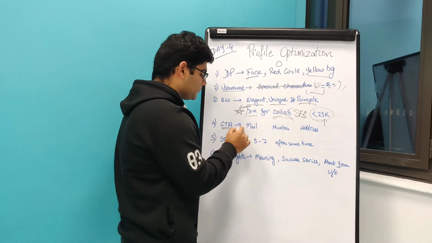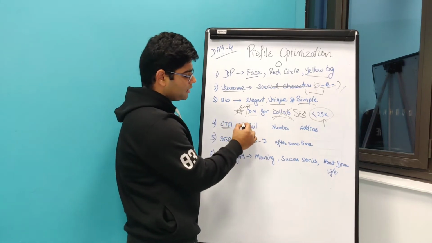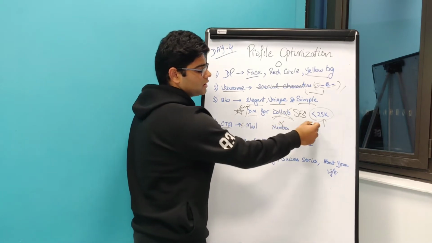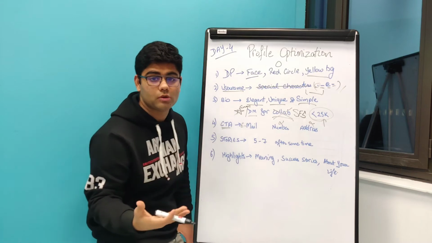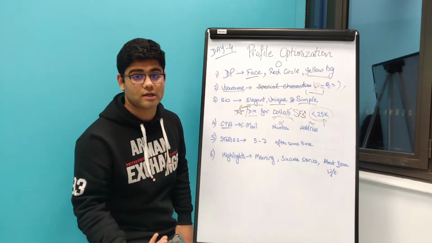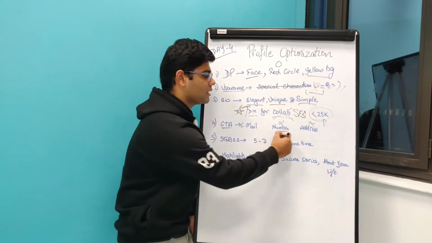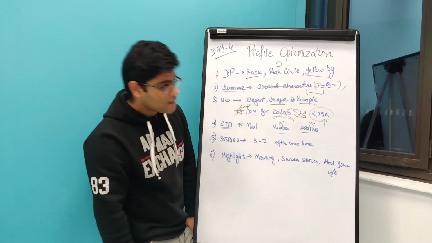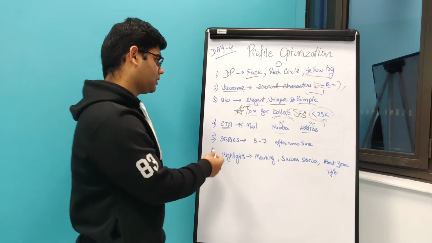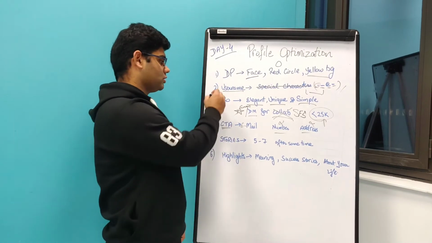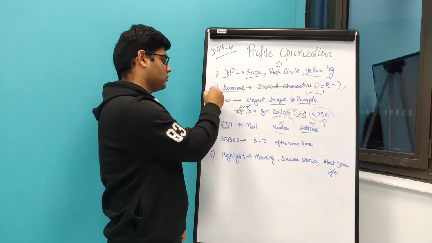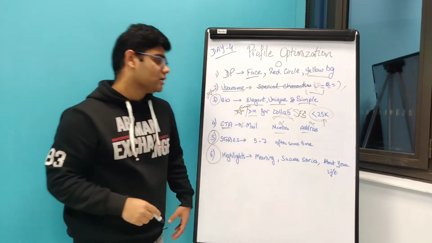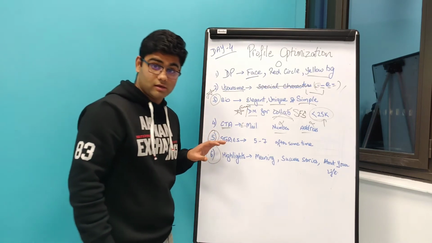Then comes the CTA. So you have to put your email address here. Number is optional, and address is optional. If you want to put them and show the clients, it is fine. If you want to show the people, it's fine. But I don't recommend that you show these two things, just this one. So this was the main part, right? And the other two things are stories and highlights. The stories part, we're going to cover later as well.